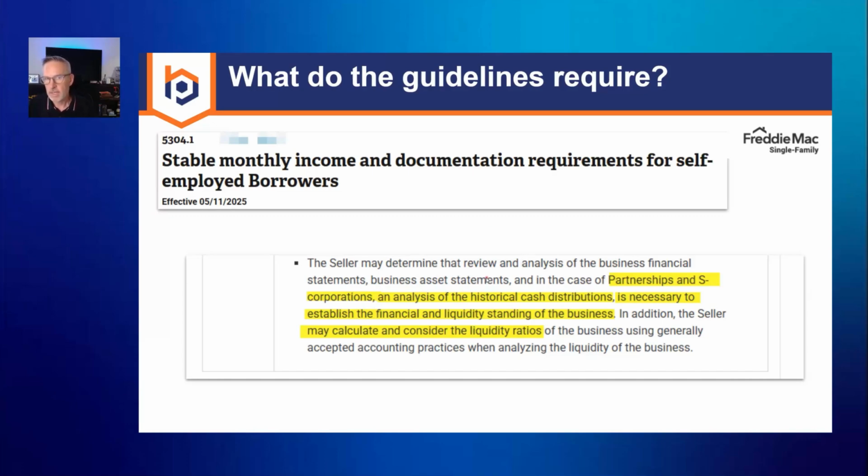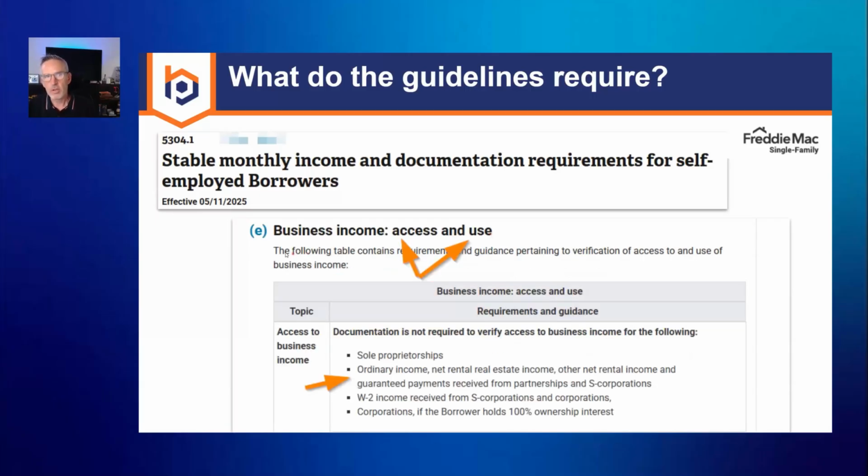So it's here. Now, I've had people say, oh yeah, I see all that, but here's where you're wrong, Mike. When you look a little further down, it says right here, access to business income, ordinary income. You can use it with no further information.